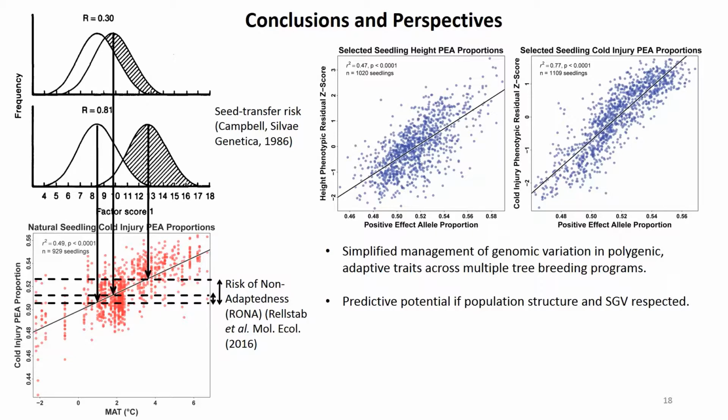And lastly, refinements and validations are required here. I have some technical refinements I want to do, but most of this data, in fact all of it, comes from a single seedling common garden. A much larger multi-environment study would be needed to identify markers and generate robust predictive relationships between PEA proportions and phenotypes, and PEA proportions and climate, in order to guide forest management decisions based on individual seedlings.